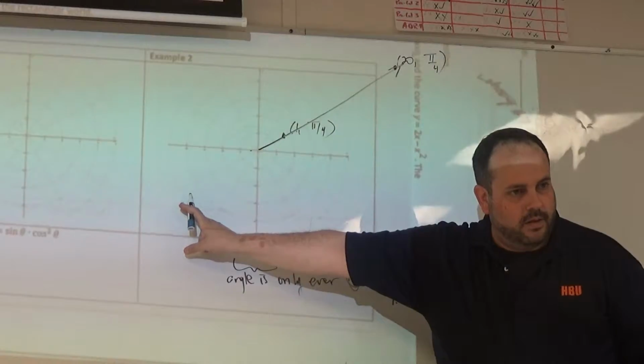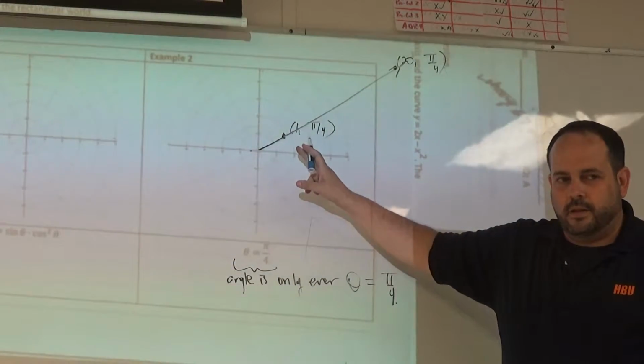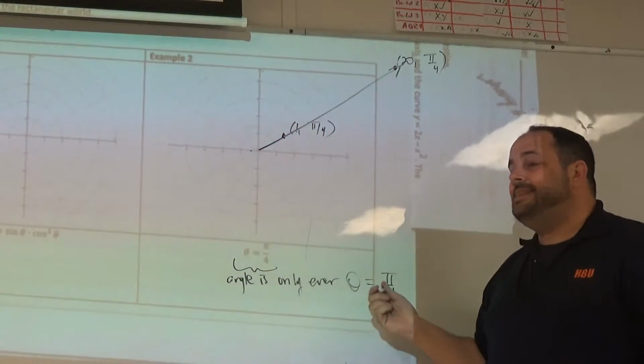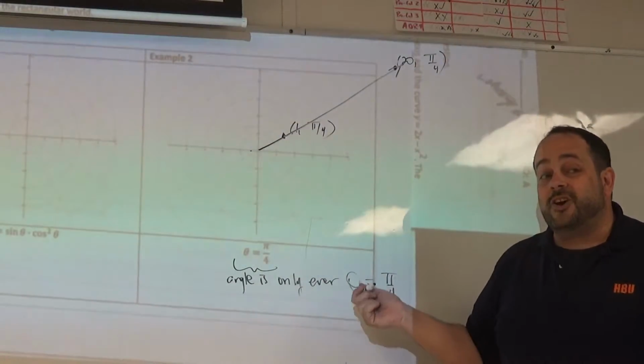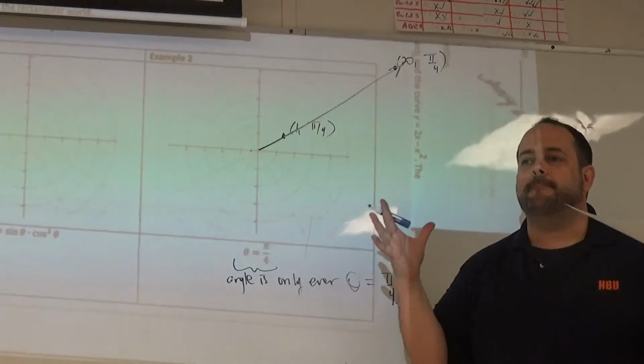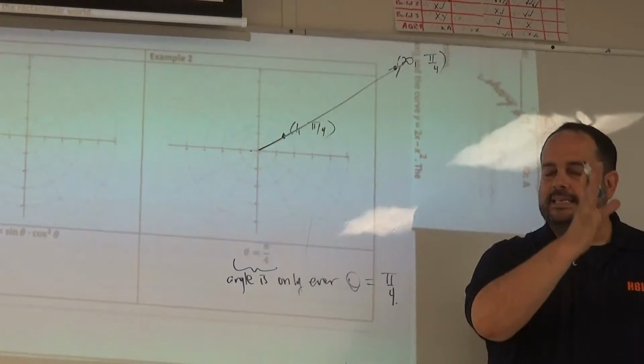Still rotating. Oh, because your radius is still going. Right, the radius. The angle is pi over 4. What's the radius? Doesn't matter. Yeah, it doesn't matter. It could be anything. It doesn't matter what the radius is.